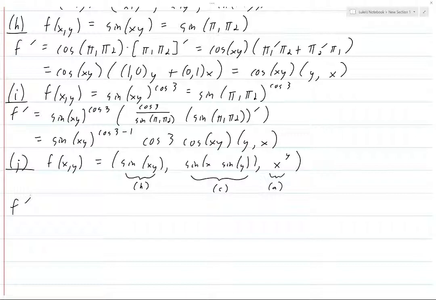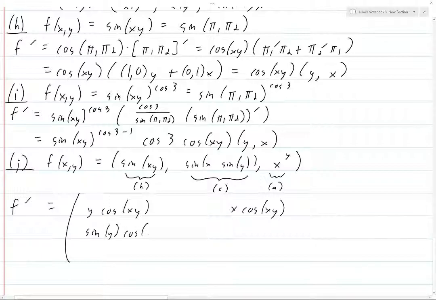So we're going to write it like this. In the first row, we're going to have the derivative of sine of xy. So it's going to be y cosine of xy and x cosine of xy. Because remember, in H, the answer was cosine of xy times the vector yx. So the first coordinate is y cosine xy, second coordinate is x cosine xy. Then for C, if you go back, you'll see that we had sine of y cosine of x sine y, and then we had x cosine y cosine x sine y. And then finally we had y x to the y minus 1 and x to the y natural log of x. And this is our matrix.